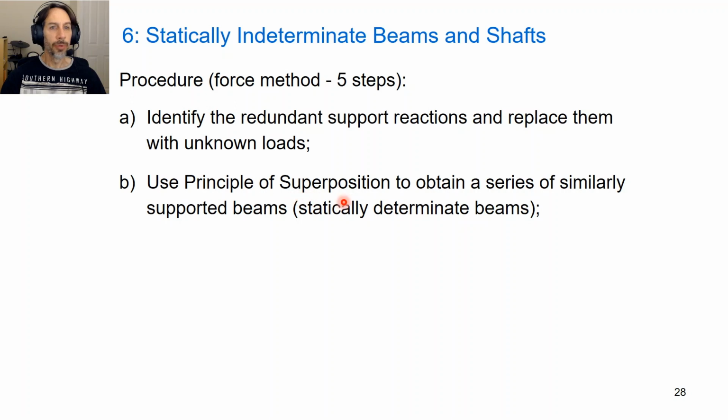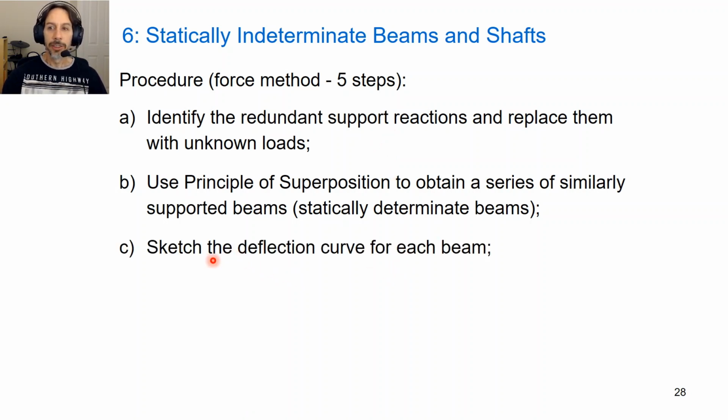So we use the principle of superposition to obtain a series of similarly supported beams. Like we did in the previous videos where we added up multiple loadings on a beam to get the total deflection, here we're going to do a similar thing to help us find our unknown redundant supports. Often we need to sketch the deflection curve for each beam in order to work out whether the deflection at each point is going to be positive or negative.